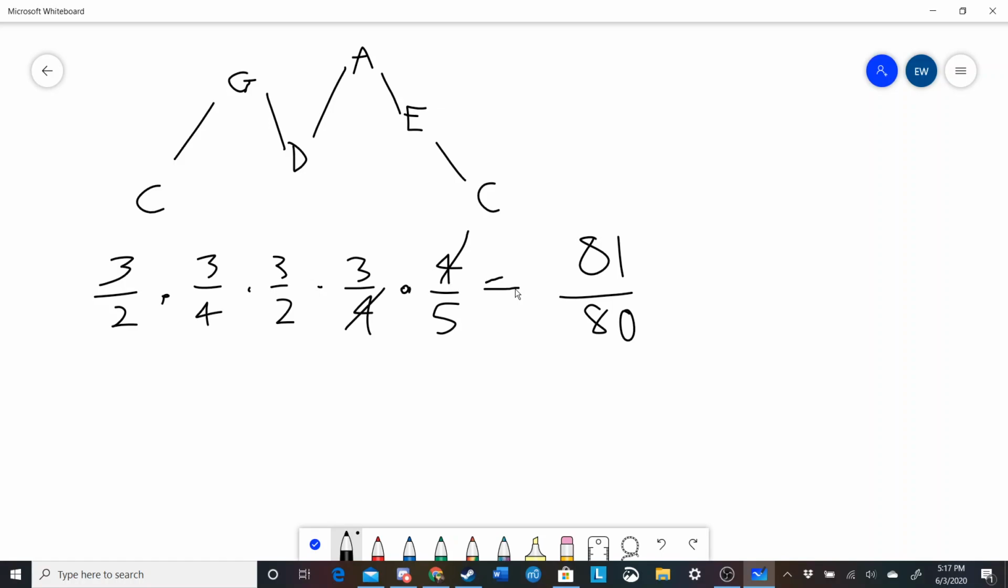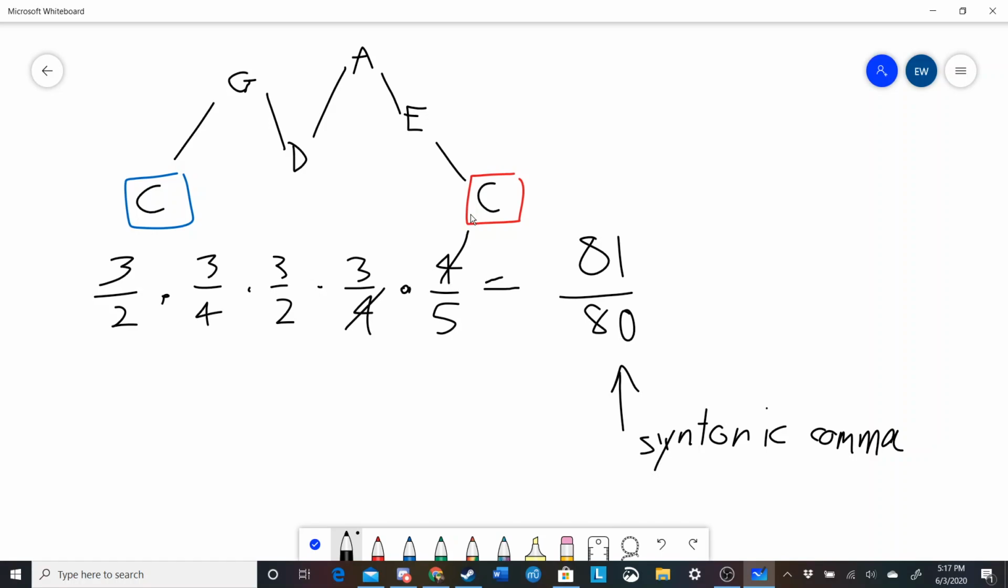That's not good. That means that the ratio between this C, which I'll draw in blue, and the red C is not 1-to-1. In other words, those C's are not the same note. Those C's are off by this very small ratio right here, 81 to 80, which is called the syntonic comma. So this isn't good. Where does the syntonic comma come from?